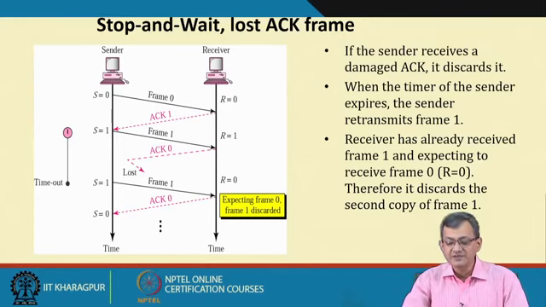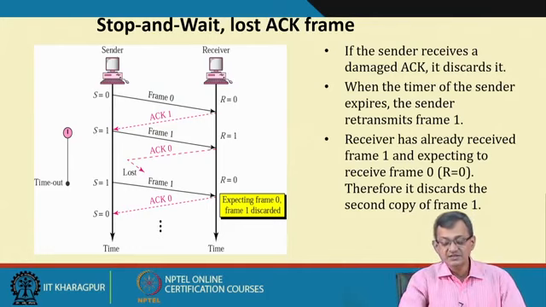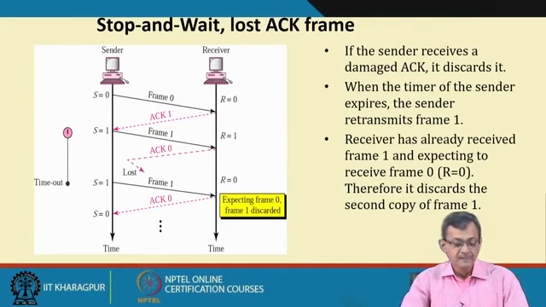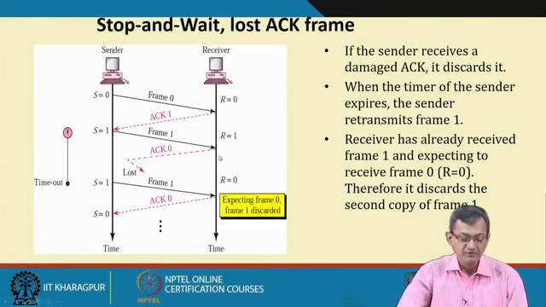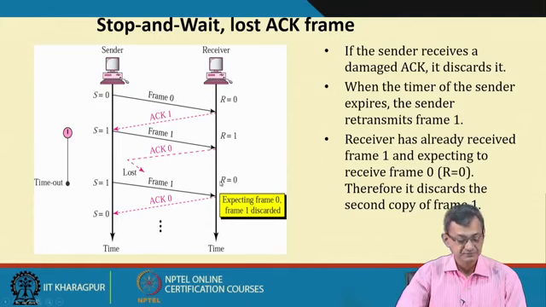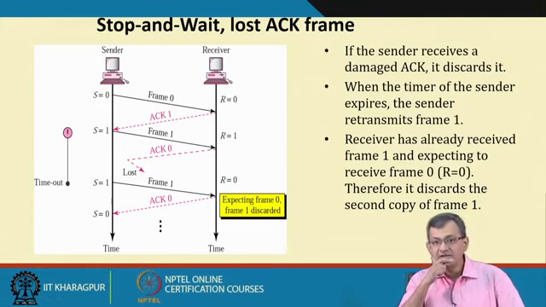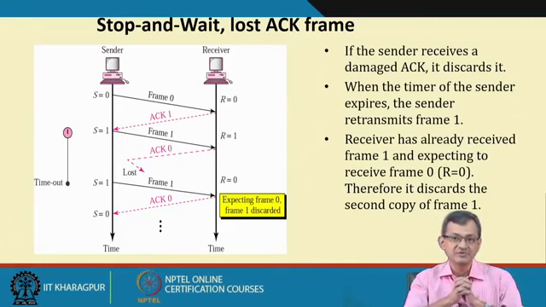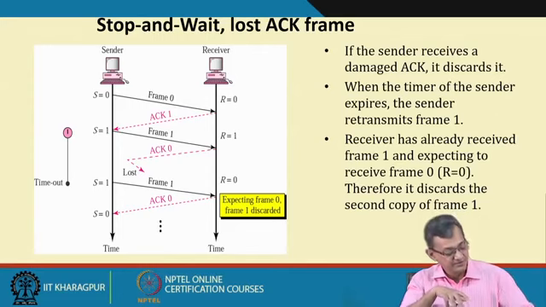When the timer of the sender expires, the sender retransmits frame 1, right. The receiver already received frame 1 and is expecting to receive frame 0, therefore it discards the second copy of frame 1. Because it already received frame 1 faithfully but received frame 1 again, it discards the second copy because it is expecting frame 0. So that way it goes on, it handles that lost acknowledgement. Even if the acknowledgement is lost, in the retransmission phase it can detect it.